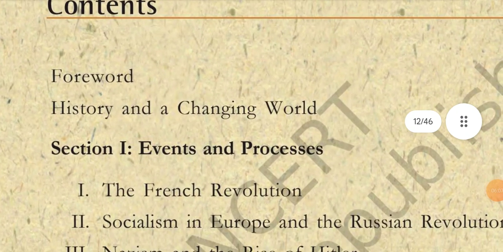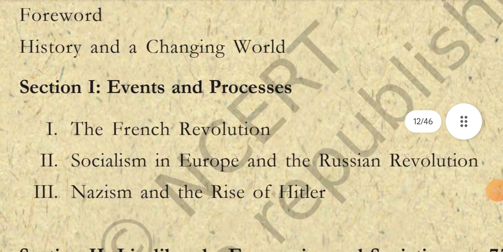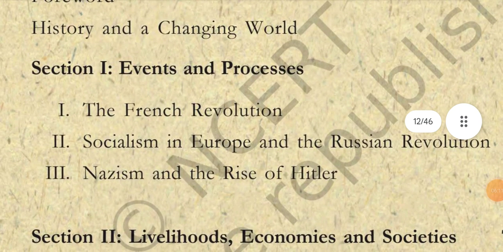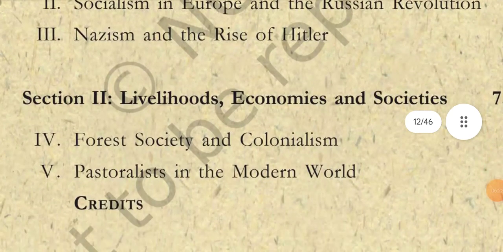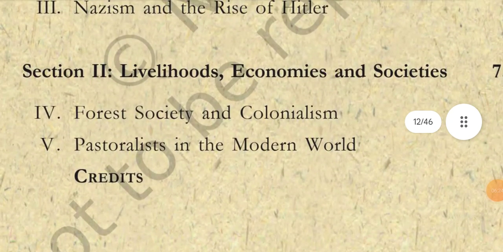History. Contents. Foreword. India and the Contemporary World. Section 1, Events and Processes. 1, The French Revolution. 2, Socialism in Europe and the Russian Revolution. 3, Nazism and the Rise of Hitler. Section 2, Livelihoods, Economies and Societies. 4, Forest Society and Colonialism. 5, Pastoralists in the Modern World. Credits.